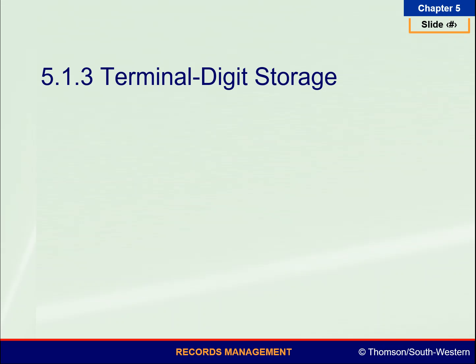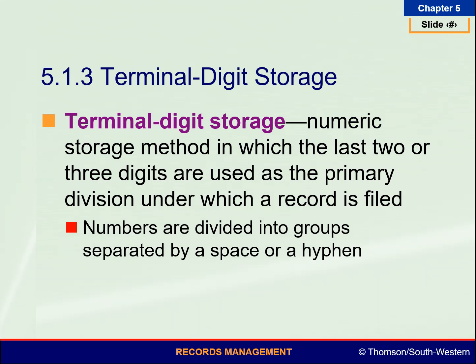So now we are going to continue to chapter 5.1 for the topic of terminal digit storage as well as the middle digit storage. So what is terminal digit storage? Terminal digit storage is a numeric storage method in which the last 2 or 3 digits are used as the primary division under which a record is filed.